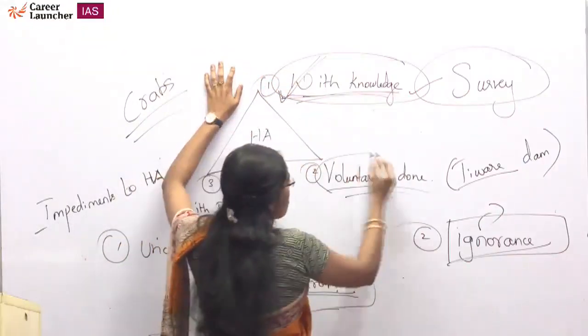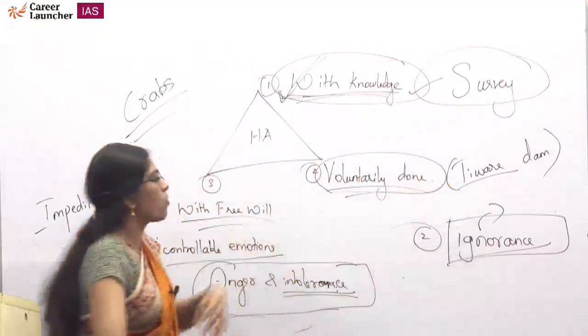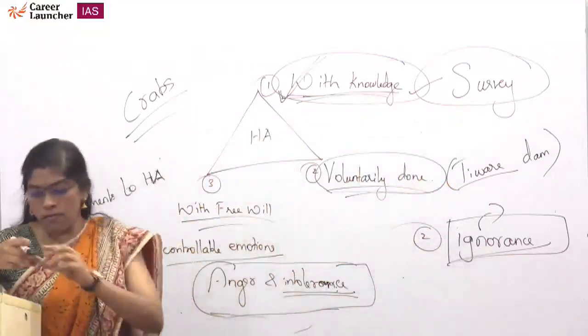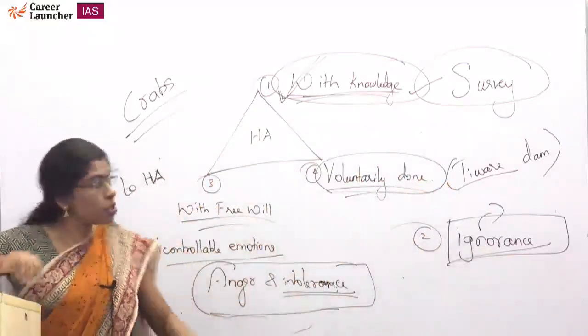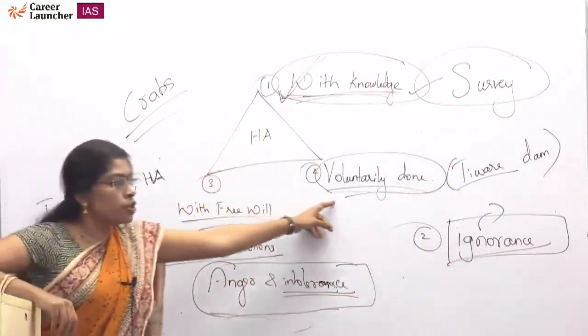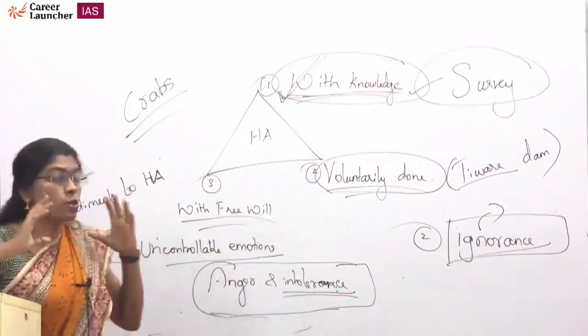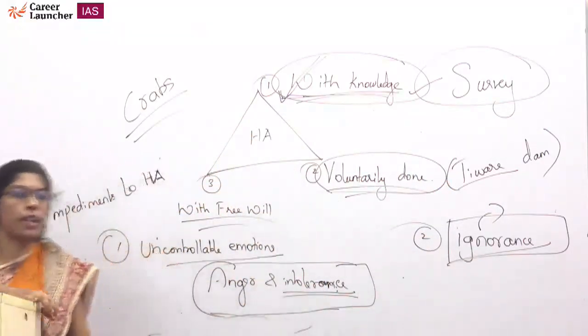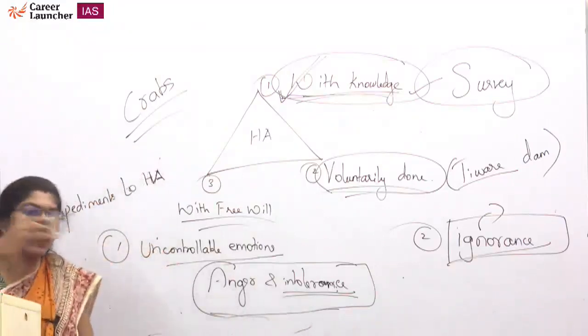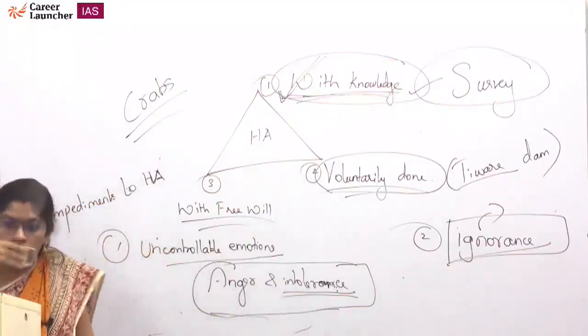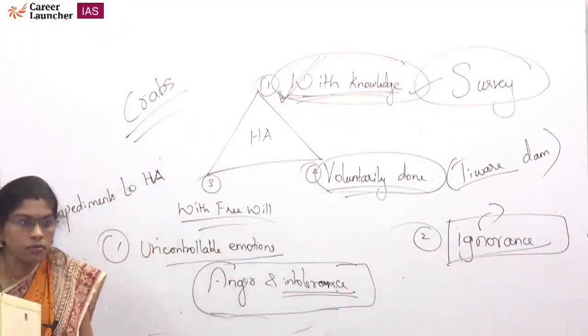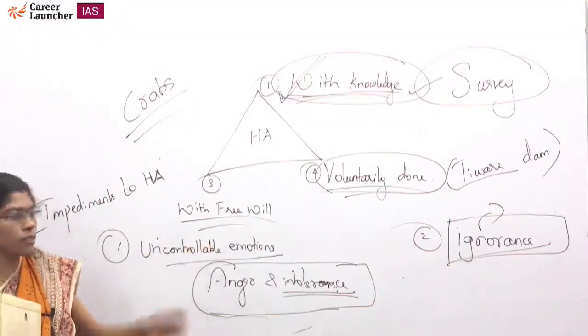Then come to the second one, voluntarily done. What is the meaning of this? The action has to be done with knowledge. It should be voluntarily done and it should also be done with free will. Three things are there. So the second one is voluntarily done. What is voluntarily done? Willfully. Then what is free will?